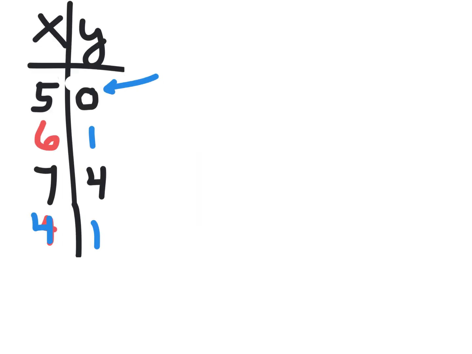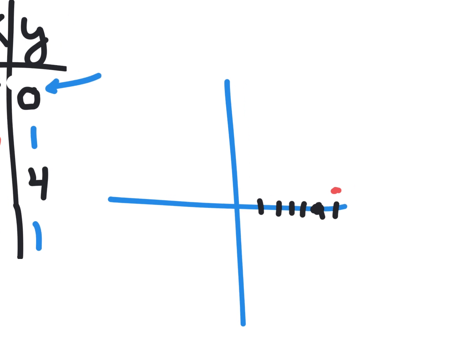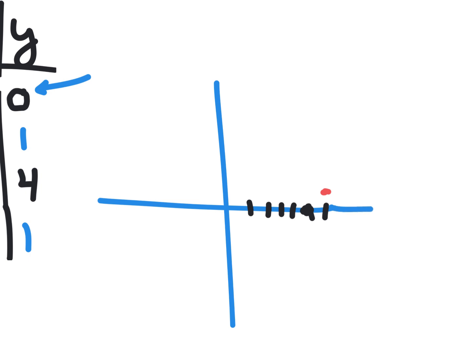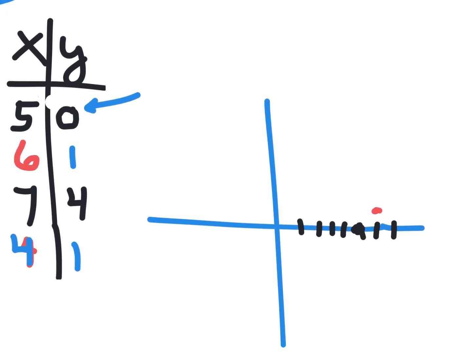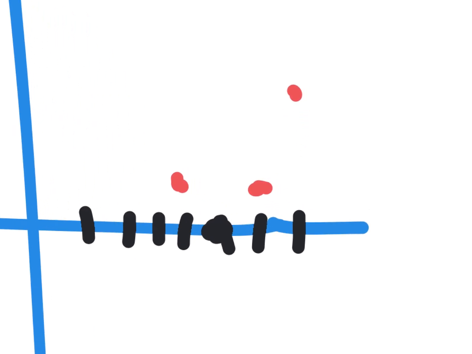All right, now can you graph? Over 5 up 0 is right there. 1, 2, 3, 4, 5. That's 5, 0. 6, 1. You go over one more spot, but you go up 1. 6, 1. 7, 4. You go over one more spot. So this would be where 7 is. 7 comma 4 is like up there. 4, 1. Over 4 up 1. That's right there. And can you see what's growing here is a little baby parabola?